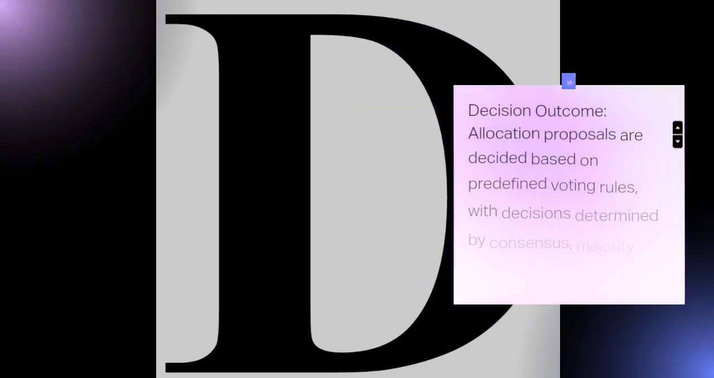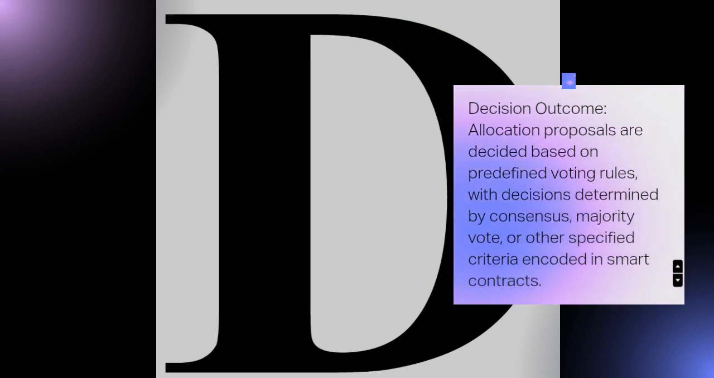Decision outcome. Allocation proposals are decided based on predefined voting rules, with decisions determined by consensus, majority vote, or other specified criteria encoded in smart contracts. Execution and implementation. Approved allocation proposals are executed automatically through smart contracts, triggering resource deployments, aid distributions, or support activities as specified in the allocation plan.